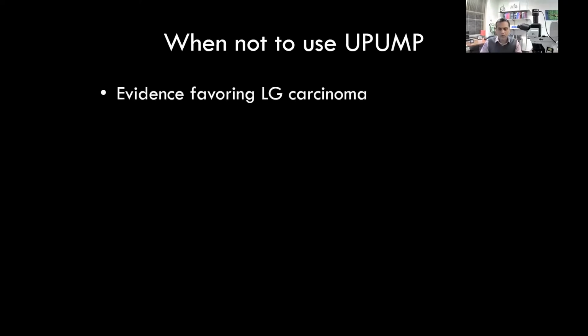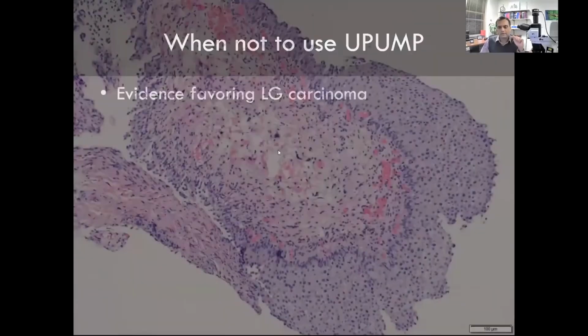So whenever there is a diagnosis where you have something uncertain, like a malignant potential, now the risk, or the temptation, is to use this as a wastebasket category, right? So that is what we should not be doing. So I want to show some examples of when we should not be using this terminology of UPOMP. So number one is when you have evidence that actually favors a low-grade carcinoma, okay? So what do we mean by this?